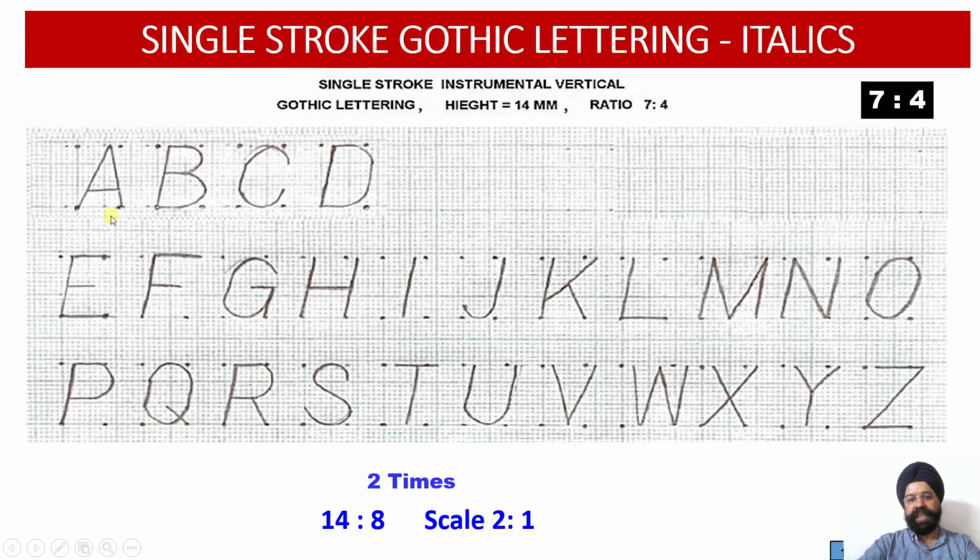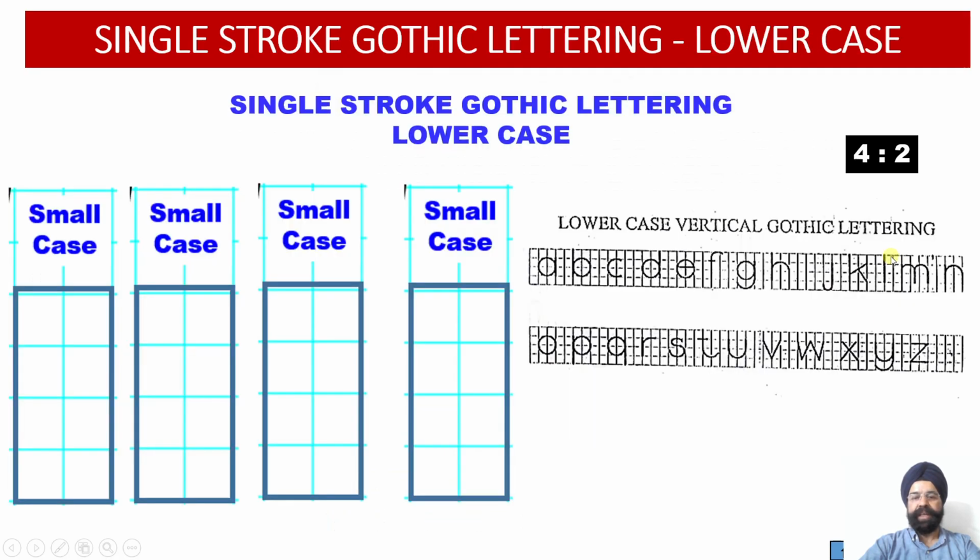Now you can see this is the italics lettering, 7 is to 4, and the scale we have used over here is 2 is to 1. So again you can see 14 blocks is my height and 8 blocks is my width. I can put some dots over here, and accordingly we have joined all the strokes of a given alphabet. Then finally you have the smaller case.